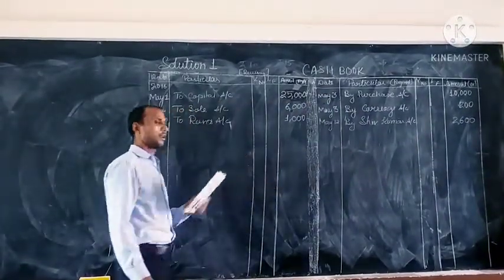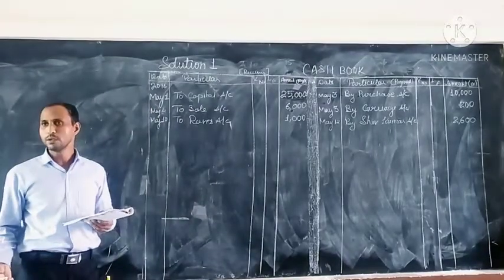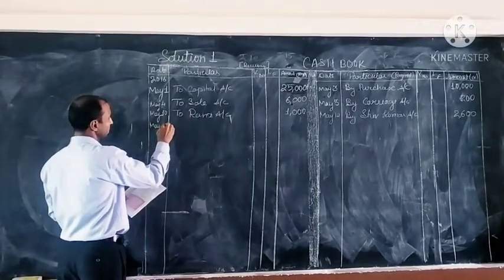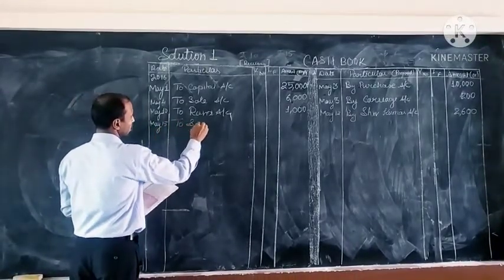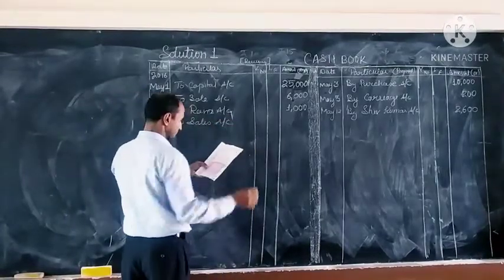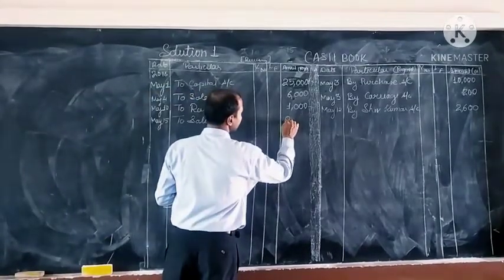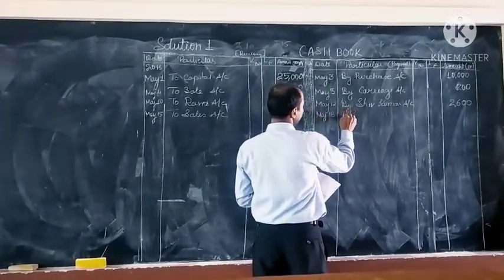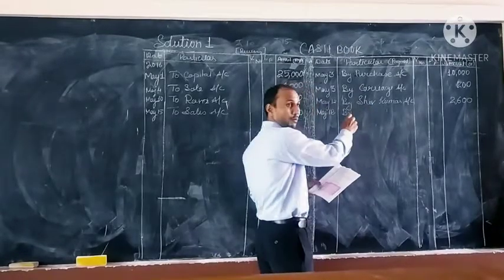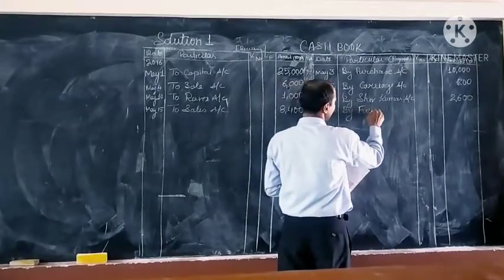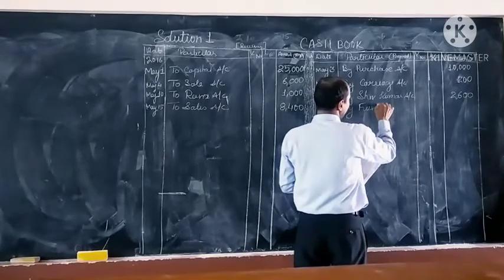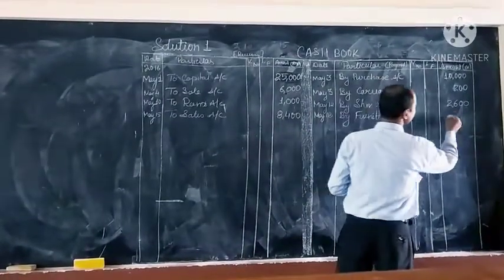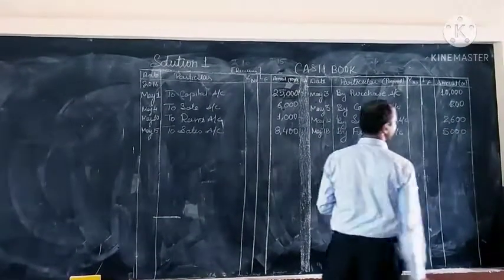Then cash sales. Again cash sales. That means cash to sales. So here we will have May. The date given is 15, and it is to your sales account. And this is 8,400. Then 8,000 for cash for office. It is May 18, by furniture account. How much have we paid for that? 5,000. We have paid 5,000.